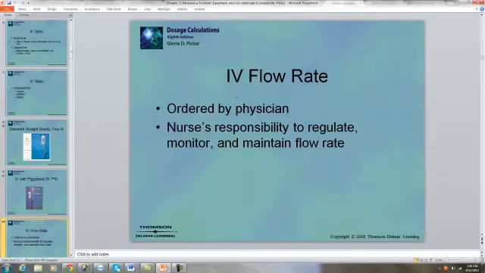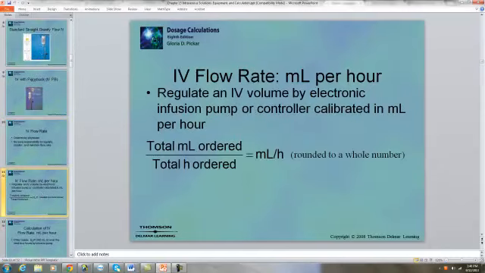The IV flow rate is ordered by the physician, and it is the nurse's responsibility to regulate, monitor, and maintain the flow rate. The IV flow rate is in milliliters per hour. So we regulate an IV volume by electronic infusion pump or controller calibrated in milliliters per hour. So the total milliliters ordered over the total hours ordered is the milliliters per hour, rounded to a whole number.